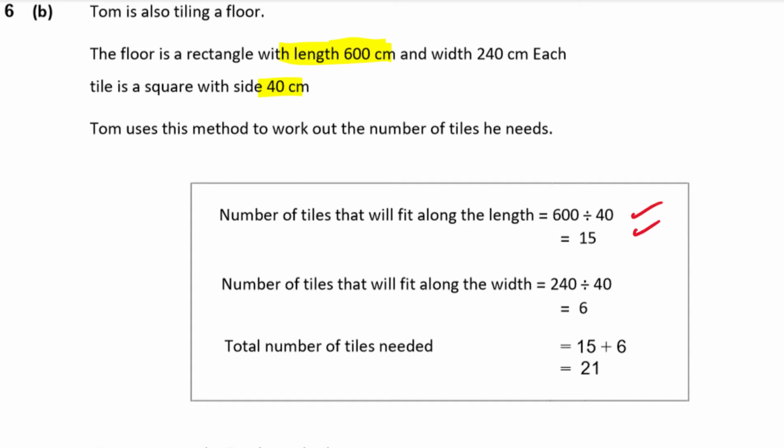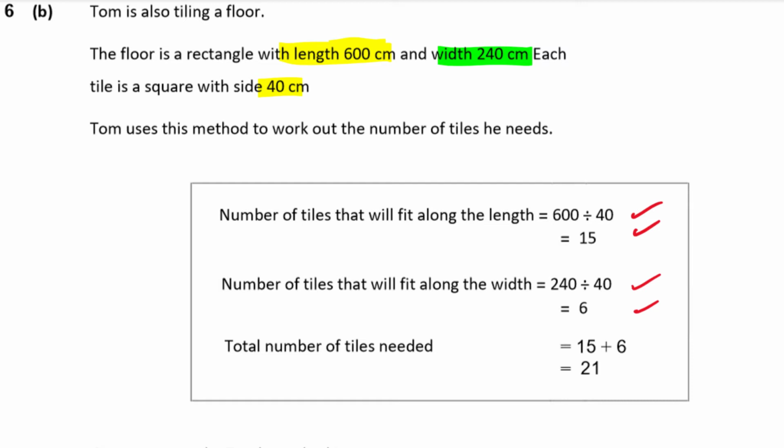The number of tiles that will fit along the width is 240 divided by 40. So 240 divided by the same 40. So that is correct. Let's just double check the maths. 240 divided by 40. 6. Yep, that's good as well. So the total number of tiles needed, 15 plus 6.